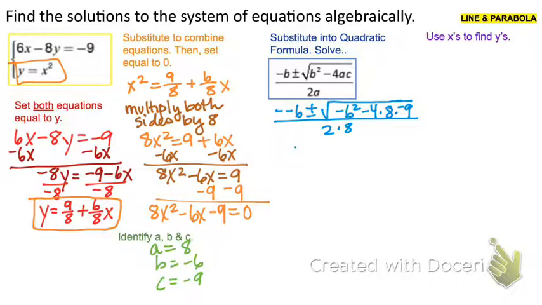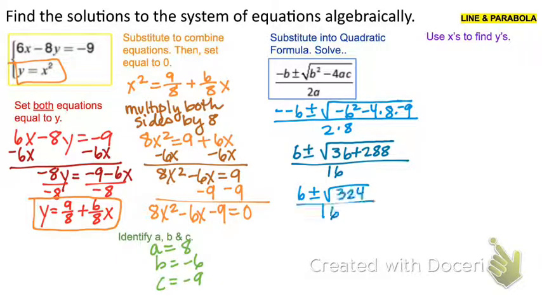Now you go through the process of simplifying this, like negative 6 is the same as positive 6. And then I'm going to square and multiply. Before I can take the square root, I need to first add what's under the square root symbol. And the square root of 324 is 18.